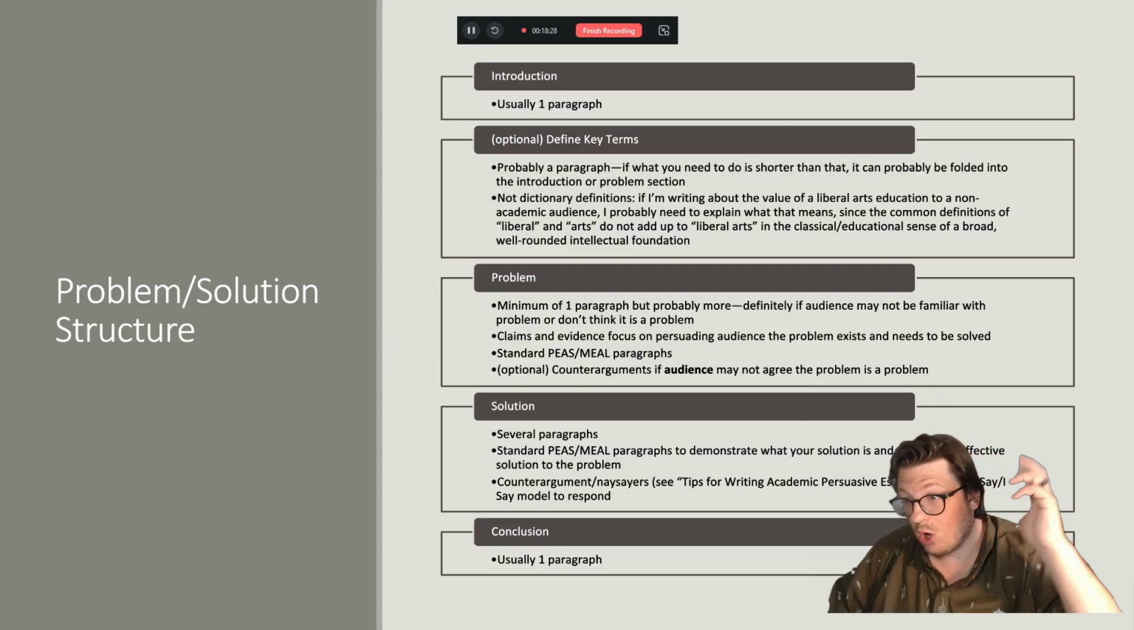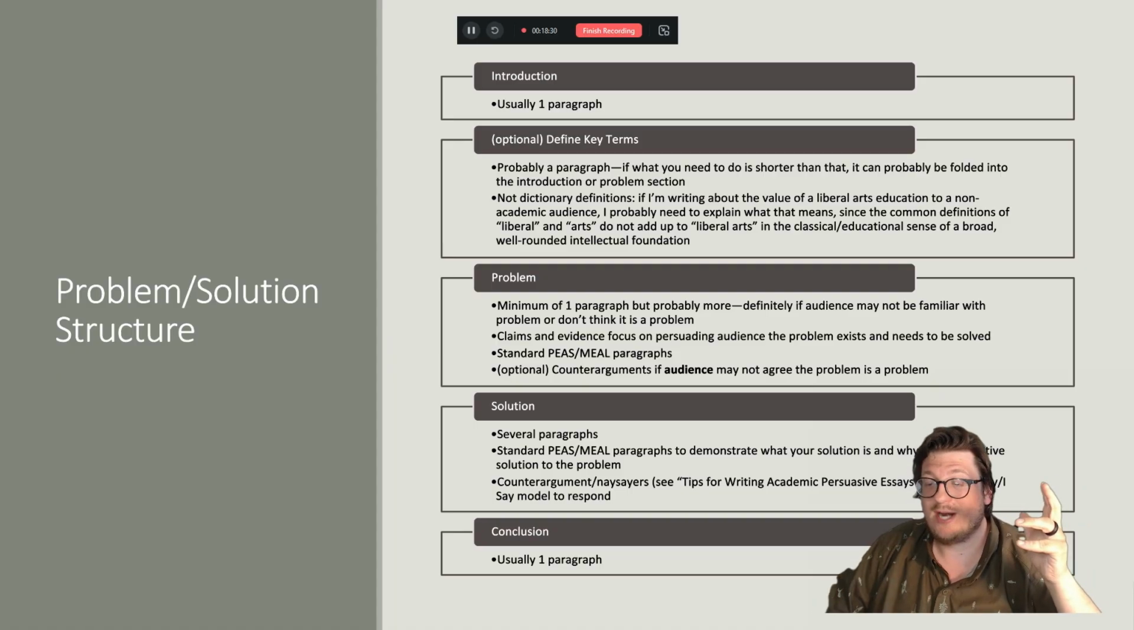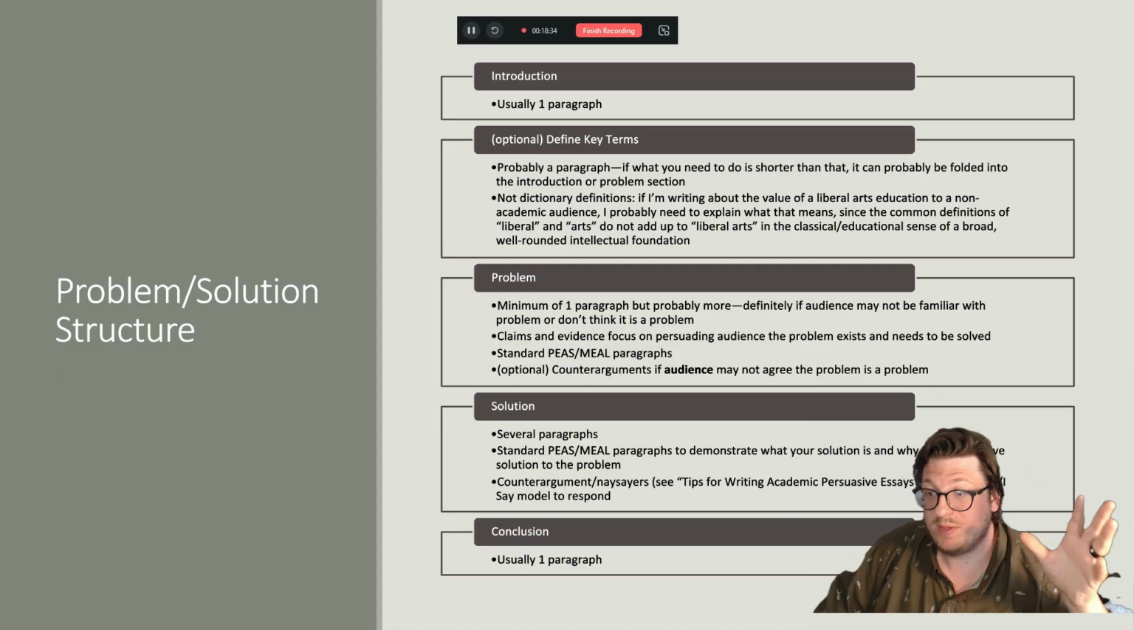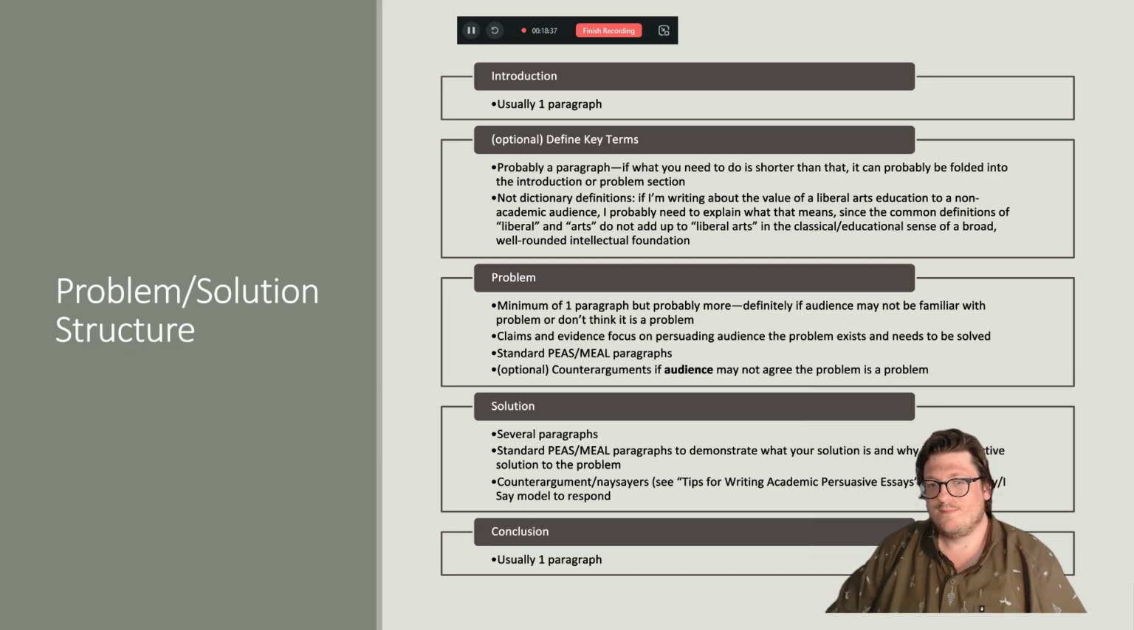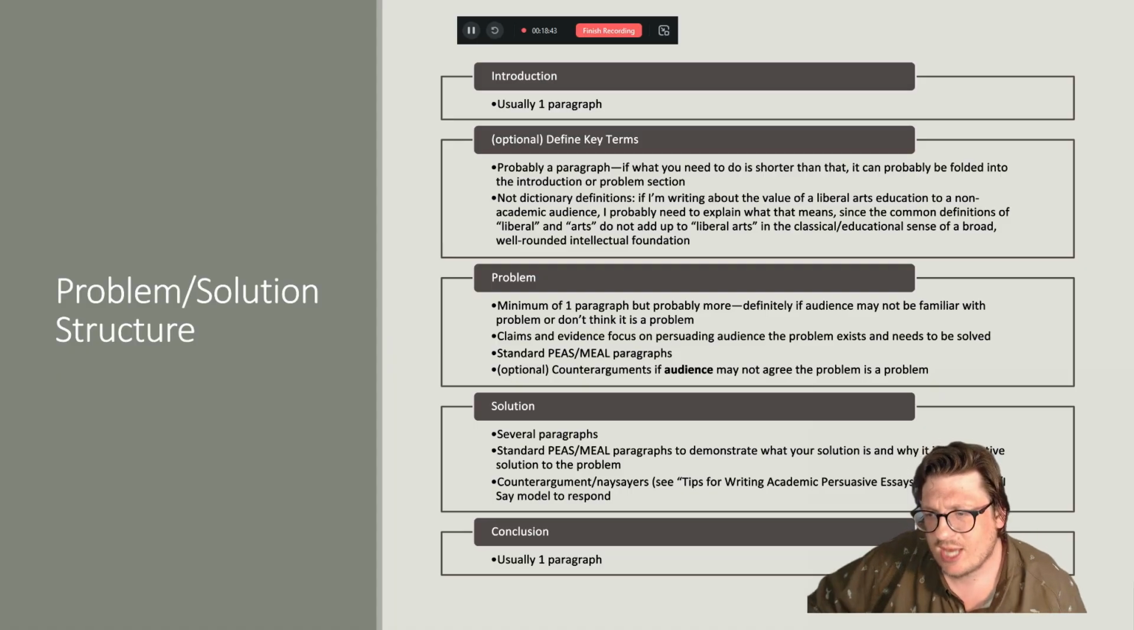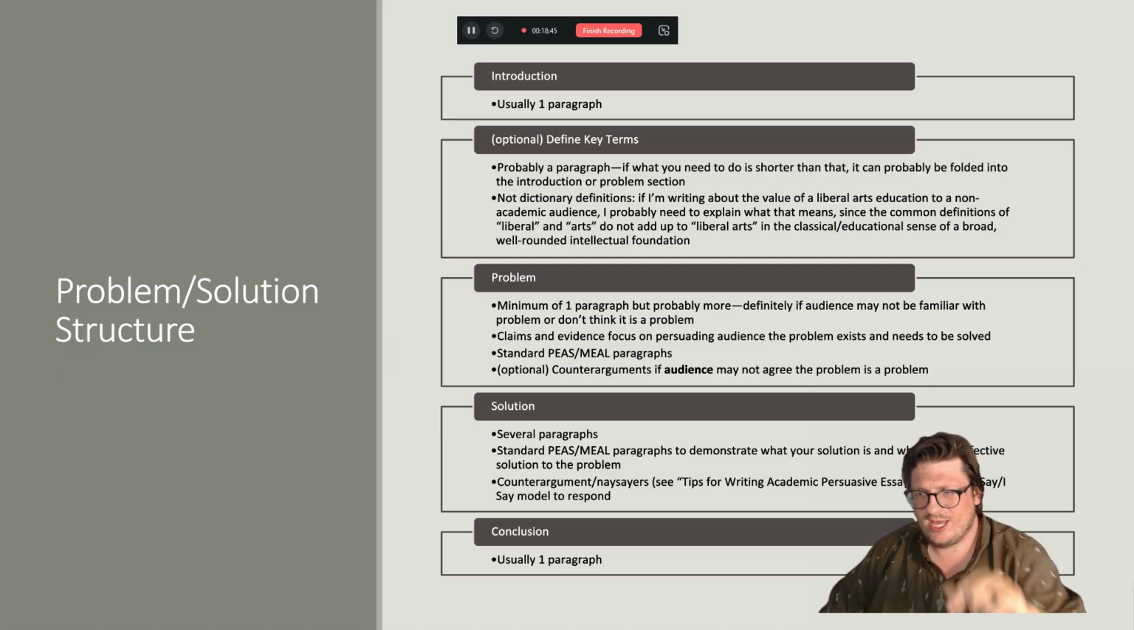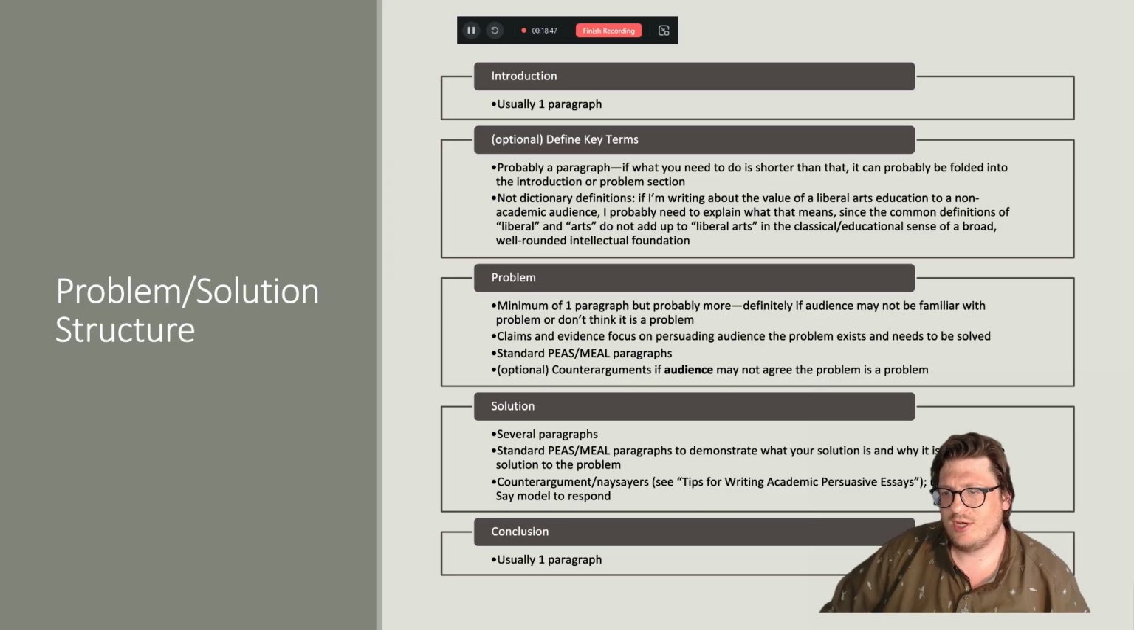And then you should have a paragraph that's a counter argument. Again, if you didn't already have that above, where you had to say this is actually a problem, most people think it isn't. There's some stuff in the Canvas for you that's helpful in writing these counter arguments. So take a look at this resource, Tips for Writing Academic Persuasive Essays.